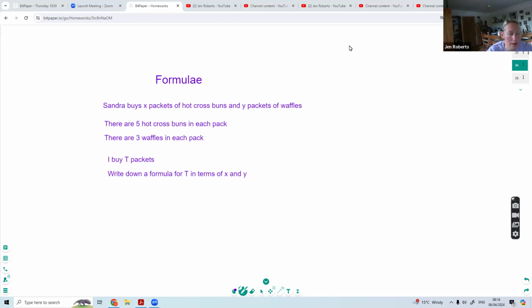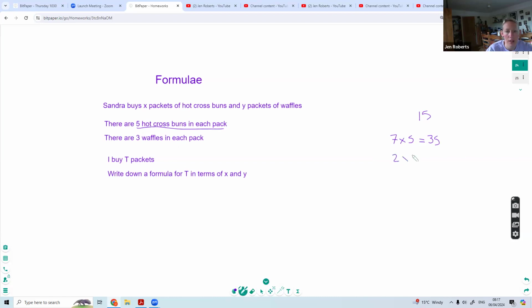So after reading that, you might think, I haven't got a clue what to do here. Let me try and explain this with numbers first. So she had 5 hot cross buns in each pack. If she had 3 packets, how many hot cross buns would she have? 15, right? If she had 7 packets, how many hot cross buns would she have? Well, 7 times 5 is 35. She'd have 35. If she had 2 packets, how many hot cross buns would she have? So 2 times 5 is 10.